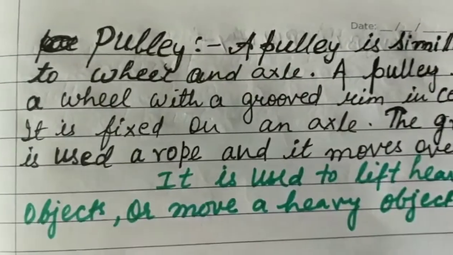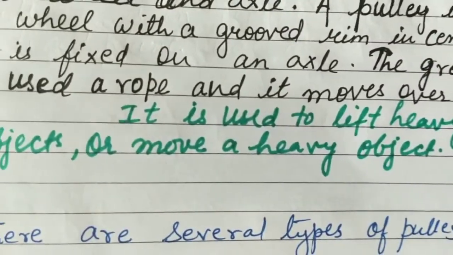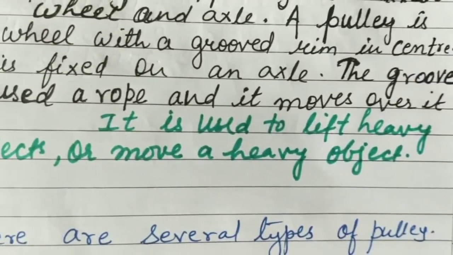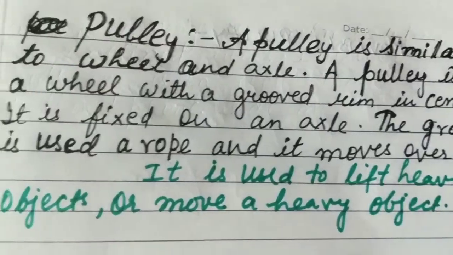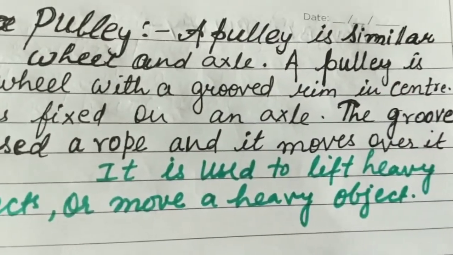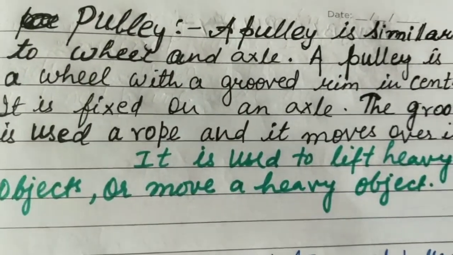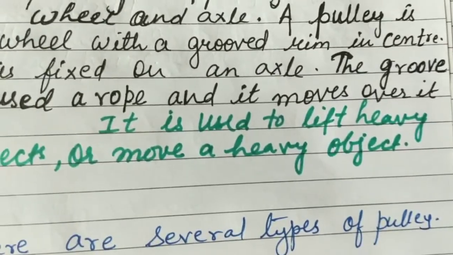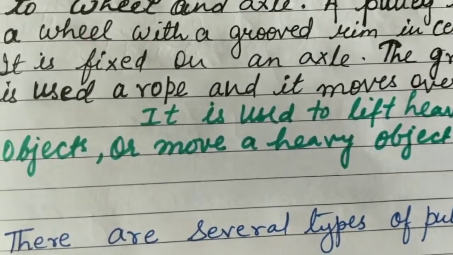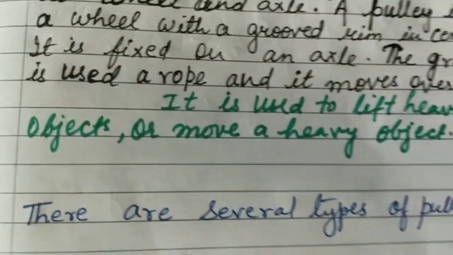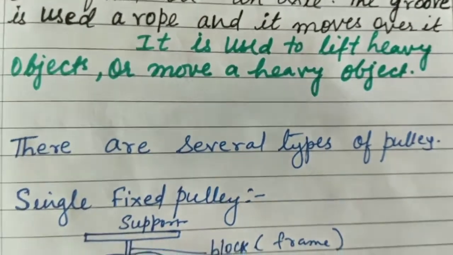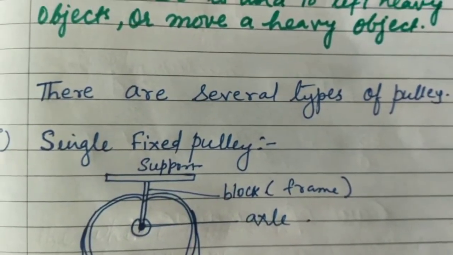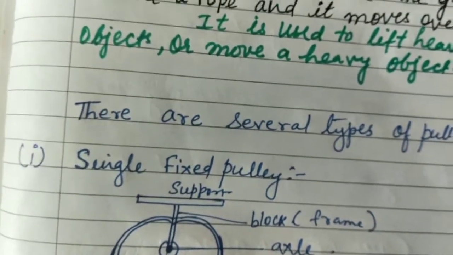A pulley is similar to a wheel and axle. A pulley is a wheel with a grooved rim. In the center it is fixed to an axle, and a rope is fixed and moves over the groove. The wheel is free to move, and it is used to lift or move heavy objects. There are several types of pulley: single fixed pulley and moving pulley.